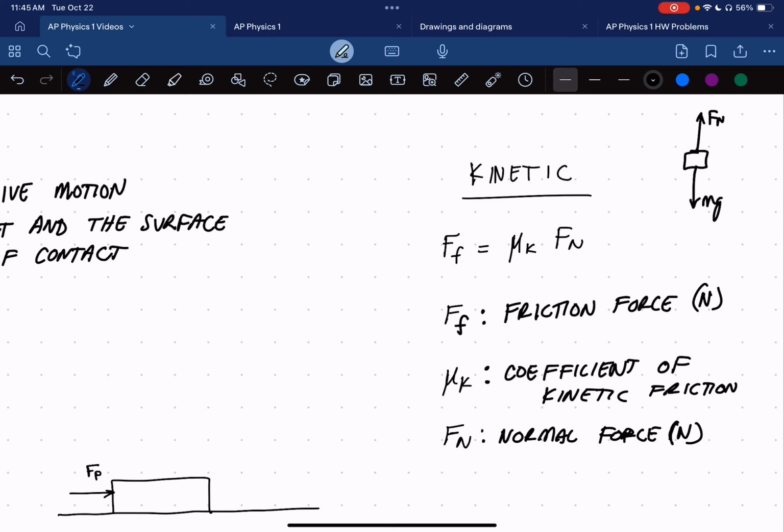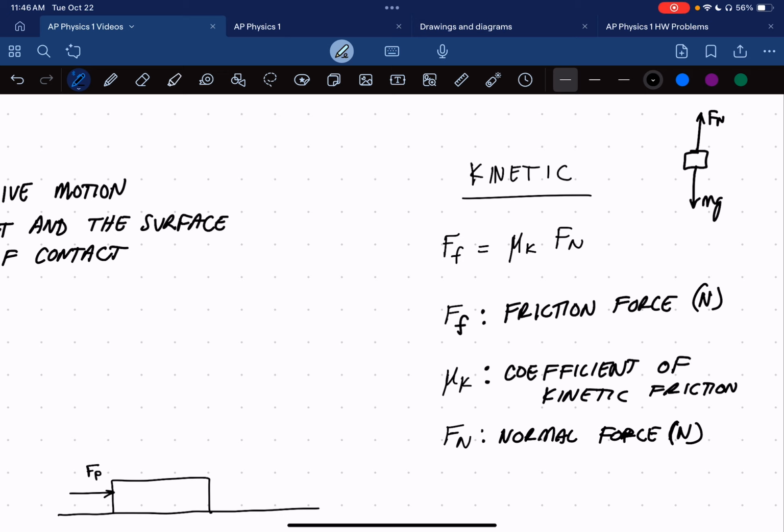For example, like wood on wood, ice on ice, or rubber on concrete. If it's ice on ice, that's going to be a very low number, something really close to 0, 0.03 or 0.04, something like that. For wood on wood, it might be like 0.2. So there's more friction there than ice on ice. But then for something like rubber on concrete, well, that number gets closer to 1.